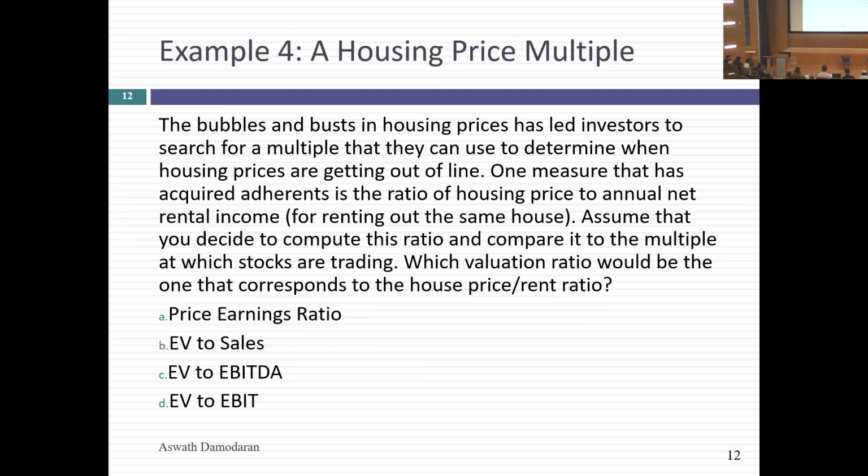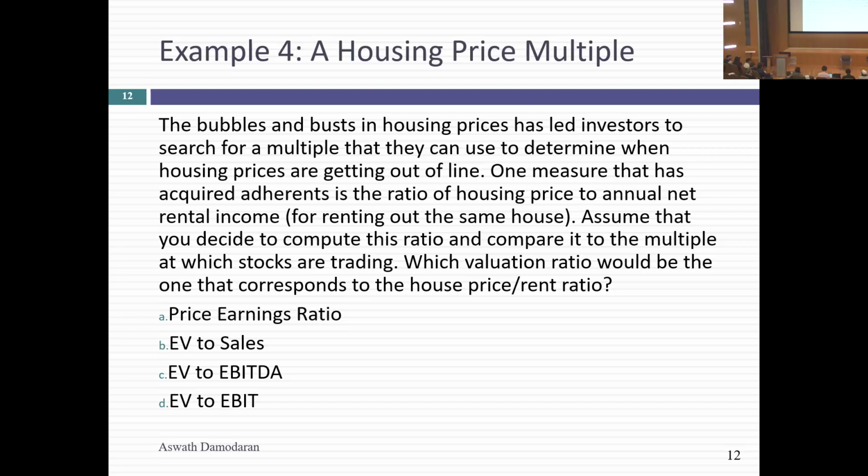One of the things that people use to judge housing, whether it's overpriced or underpriced, is they compute a ratio of housing prices to what you can make as net rental income from the house. So let's say you pay $1 million for a house and you can make a rental income of 50,000 a year. $1 million divided by 50,000 gives me 20 as my multiple. Why do they do it? Because they want to decide whether they should invest in housing or equity or bonds. They're trying to compute ratios you can compare.